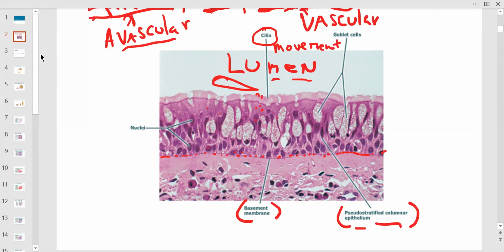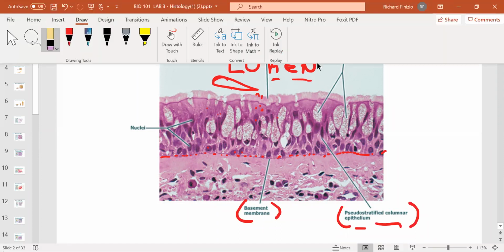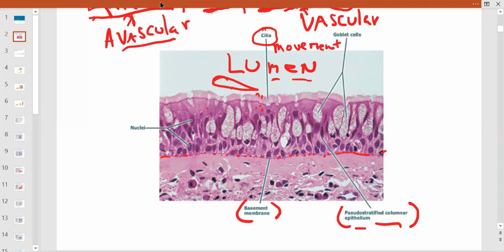So the lumen is where the air is, but there's also mucus. So guess who produces the mucus? The goblet cells. Remember the word goblet cell. Sorry, I need to erase that. Goblet cells produce and secrete the mucus.